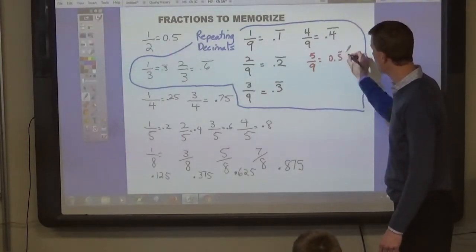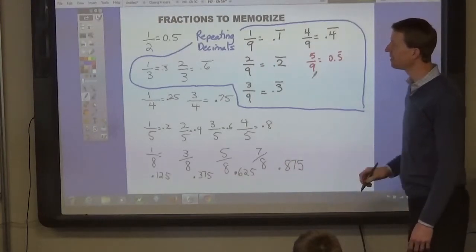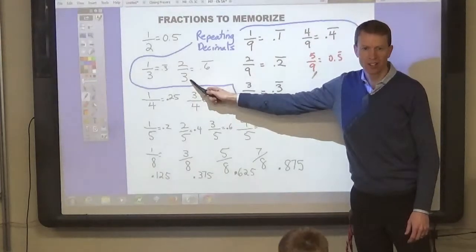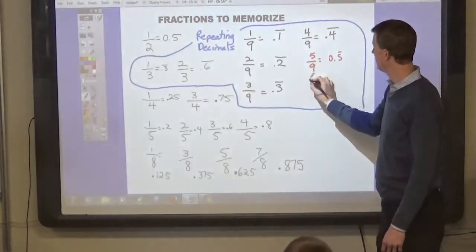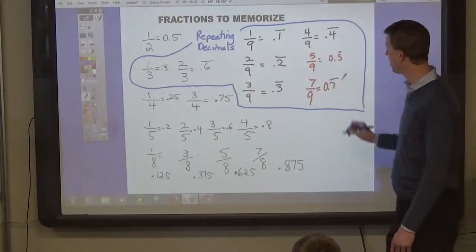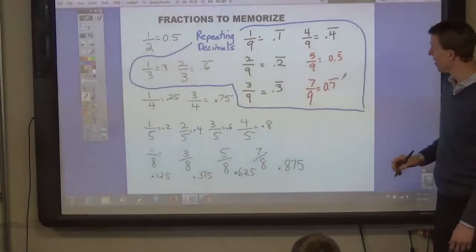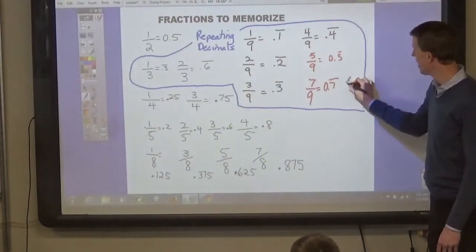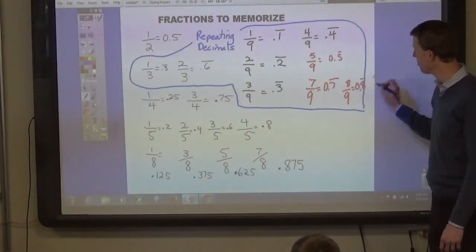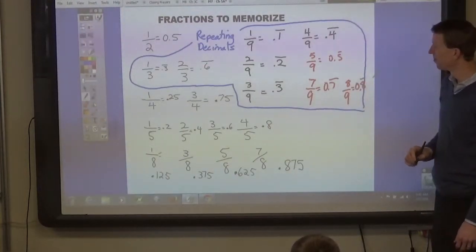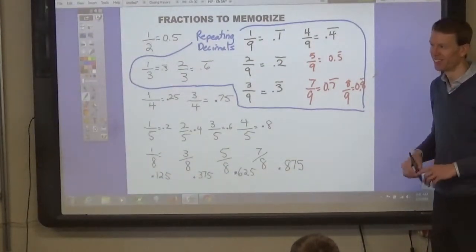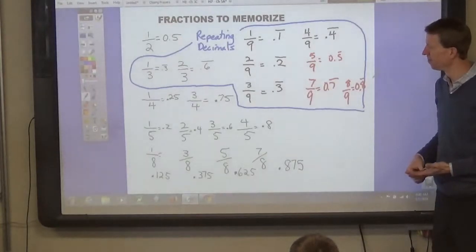0.5 repeating. 6/9 is the same as 2/3, isn't it? 7/9, 0.7 repeating. And 8/9 is 0.8 repeating. 9/9 is 1. Yep.